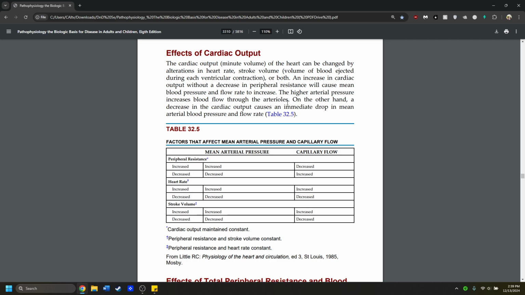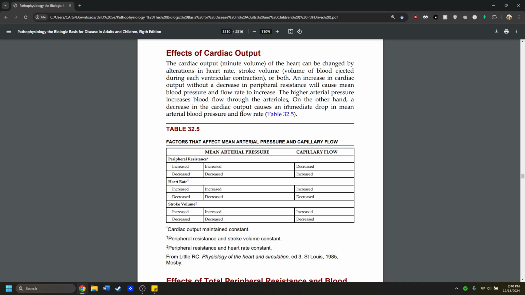If there's a peripheral resistance increase, my MAP increases, but our capillary flow decreases. A decrease in peripheral resistance means there's a decrease in arterial pressure, but an increase in capillary flow. If our heart rate increases, my mean arterial pressure increases, which also improves our capillary flow. A decreased heart rate means a decreased arterial pressure and a decreased capillary flow.